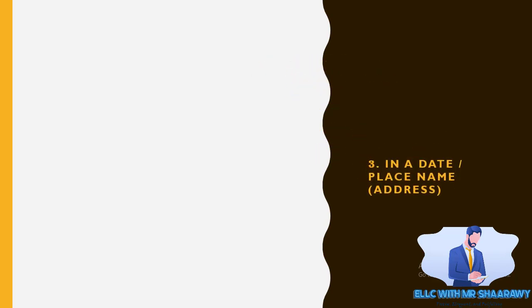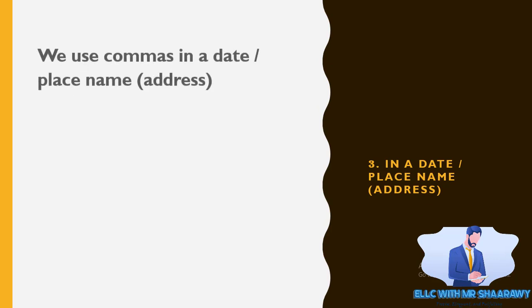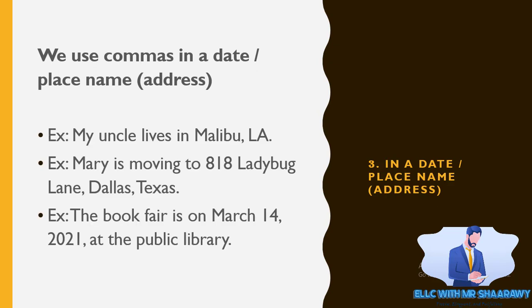The third use is when you are writing a date or place name. The first example says, my uncle lives in Malibu, LA. So this is a place name, Malibu, LA. You need to use a comma between Malibu and LA. Another example is an address. As you can see, you will also have to add commas.